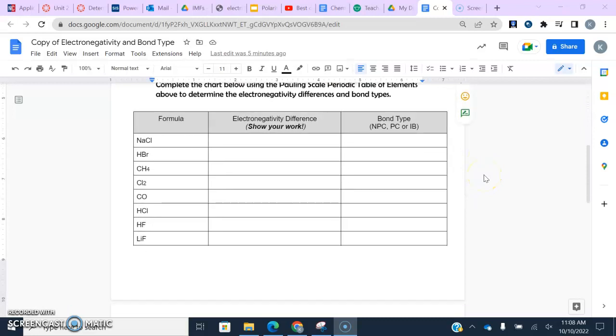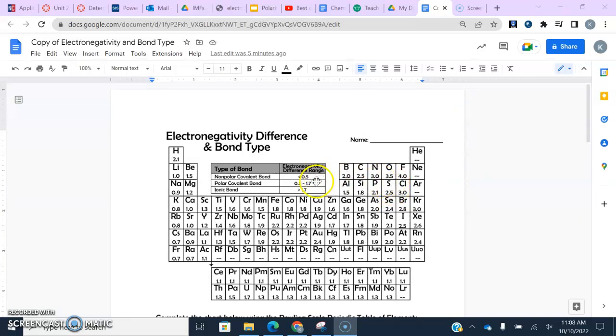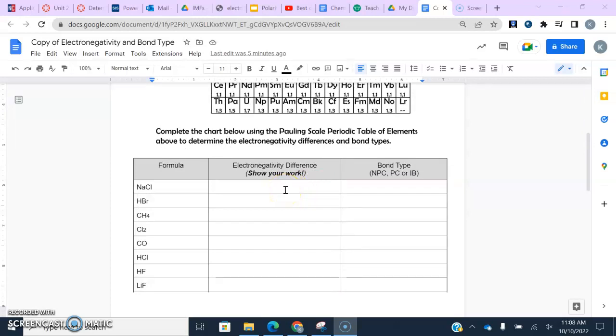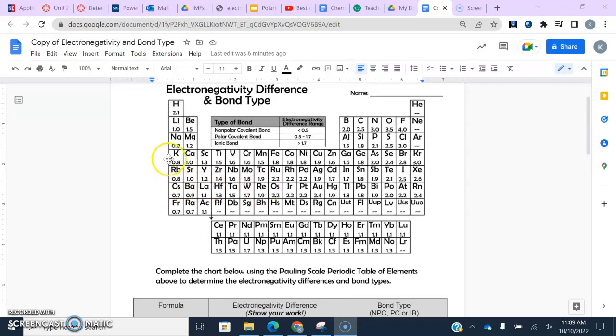So now let's take a look at how we use this table. Good for us, we have our electronegativity range here, and we're just going to do some simple math to determine the overall difference in electronegativities that will then determine our bond type. The first thing we have to do is determine the electronegativity of both of the elements in the formula. So here we have sodium and we have chlorine. So we know this is sodium chloride. Let's go up here and find sodium. The electronegativity value of sodium is 0.9. And then the electronegativity value of chlorine is 3.0.